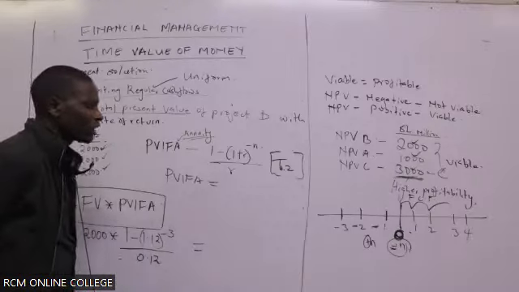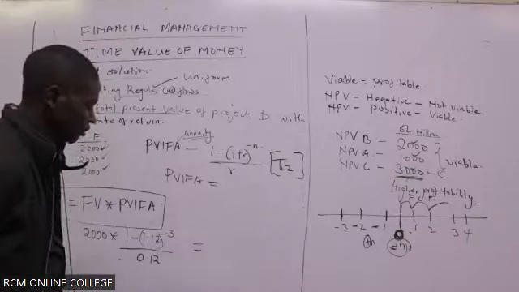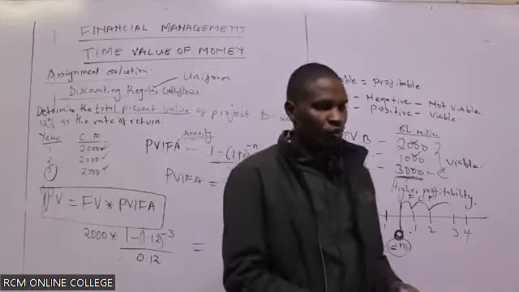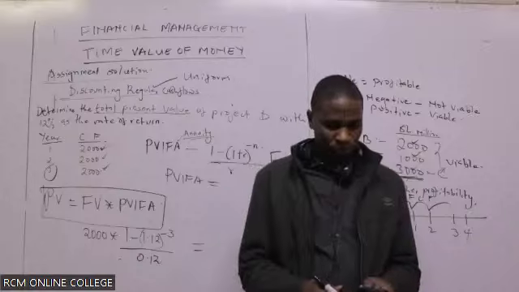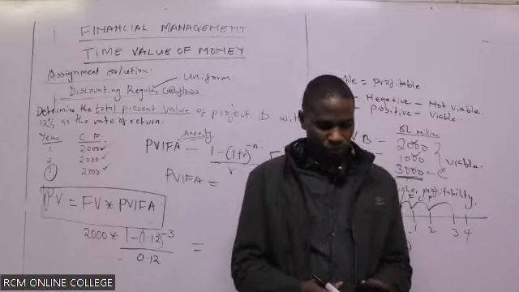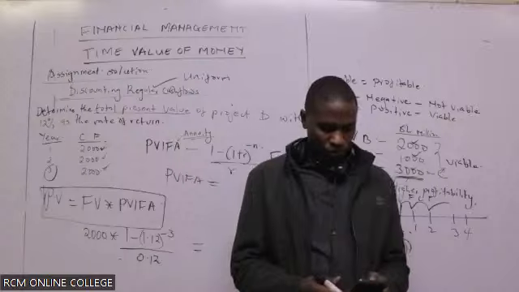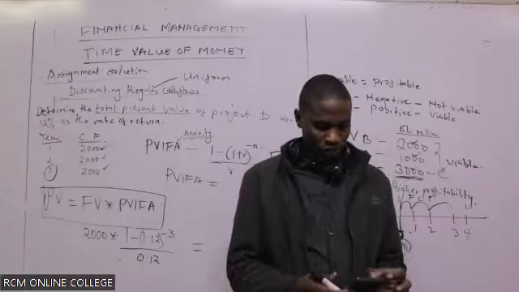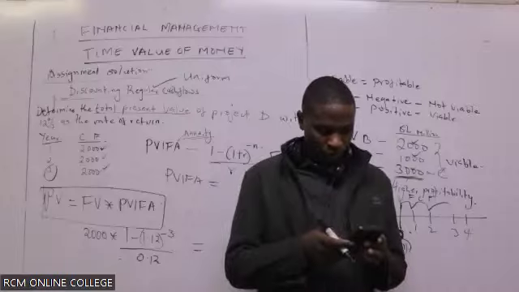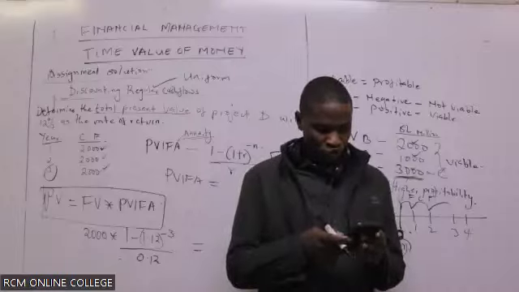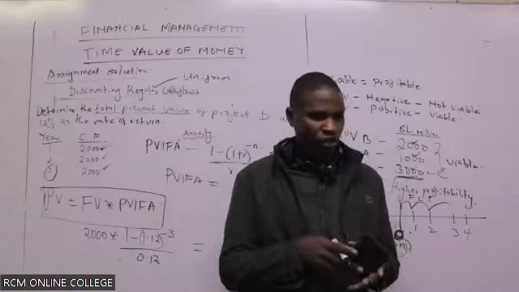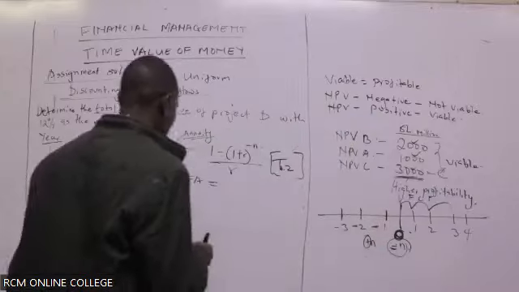Somebody using a table is very fast, so I'm wondering whether you still have your tables. Using a table is a bit easy. 2.4018. Let me check my table as well. 12%, 3 years. 12%, 3 years. 2.4018. Yes, I'm getting the same.